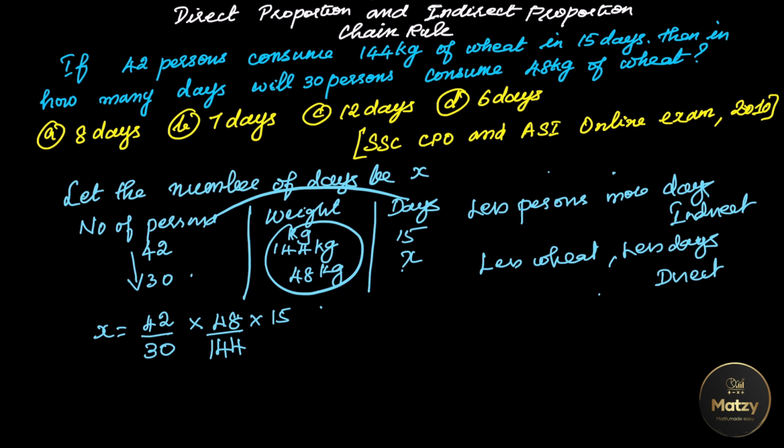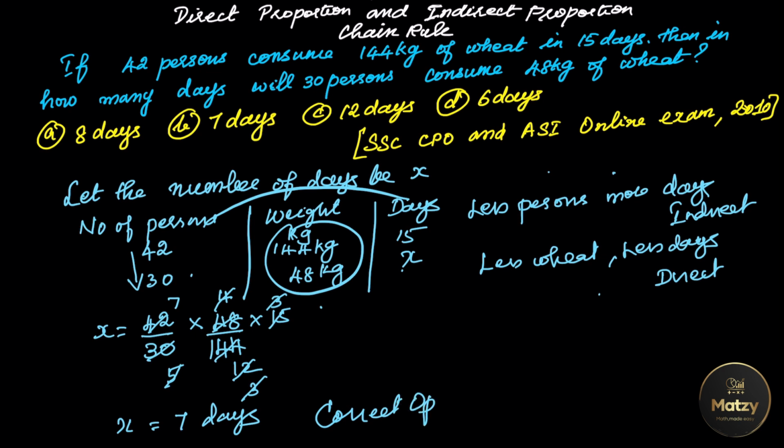Okay. Now let us do cancellation. 12 is going here 4 times. Here 12 12s are 144. 6 is going here 7 times. Here 5 6s are 30. 5 is going here 3 times, 3 5s are 15. Then this 4 is going here 3 times. 3 and 3 will get cancelled. So number of days will be 7 days. So the correct option is B, 7 days. Thank you.